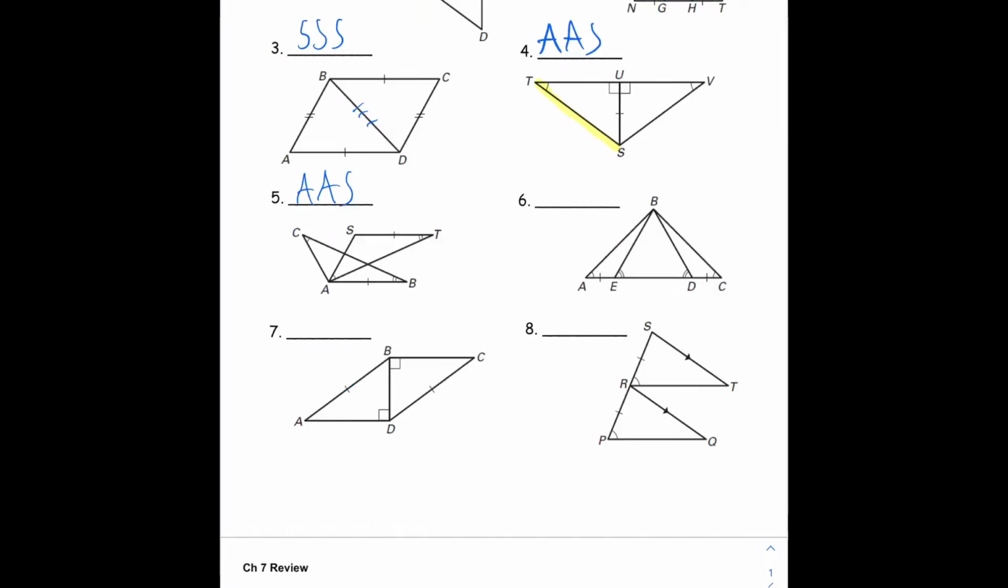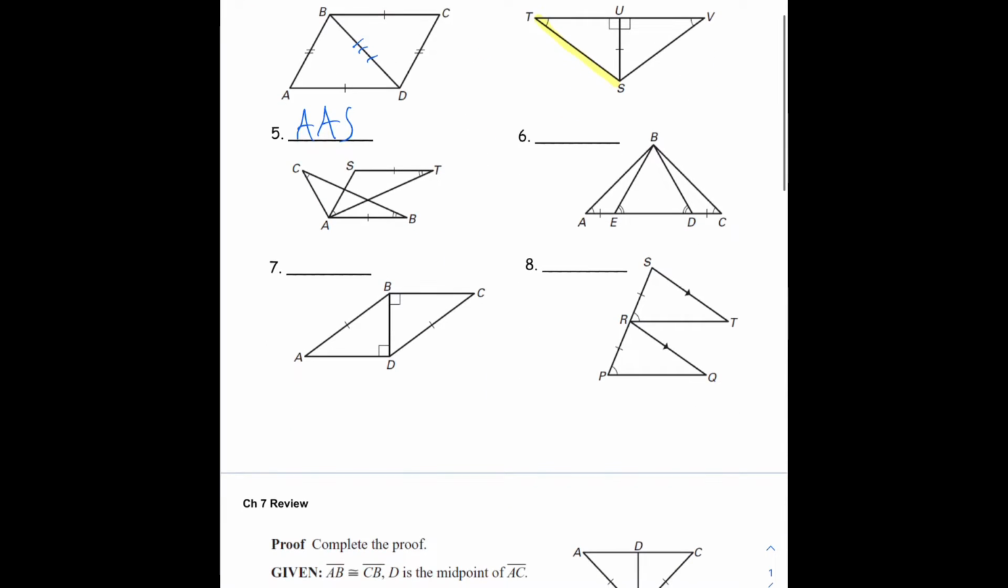If you had to name the congruency, if you had to name the triangle, again, the order matters. So, for example, if I were to do this one, I would do angle A, angle T, angle S. So triangle ATS is congruent. And then I would have to do CBA. So again, if you have to name something, make sure you're using the correct order.